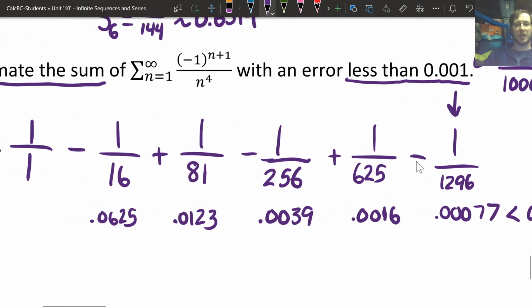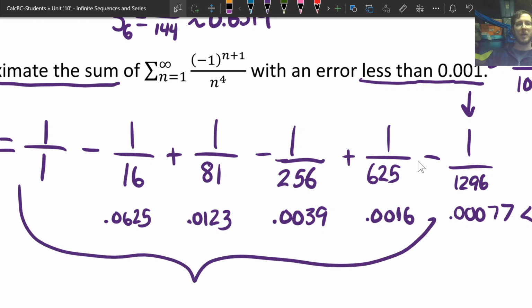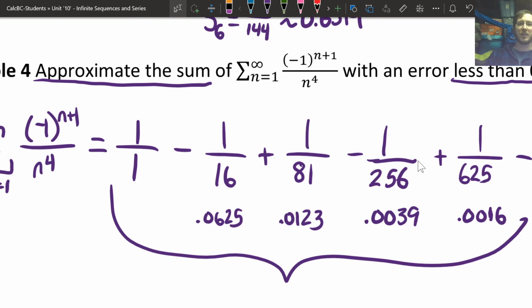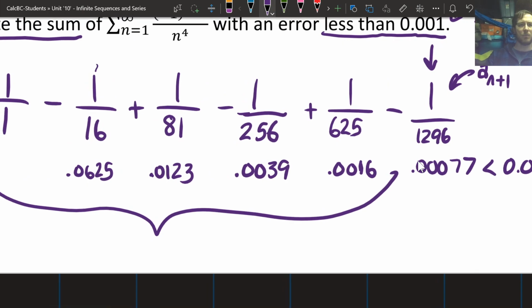So what we're going to be looking at is the sum of these terms here. This is going to be our estimate, our approximation of our sum. And we know that because this is the next term, this is the a sub n plus 1, where our n in this case is 1, 2, 3, 4, 5. So we're summing up the first 5 terms. This is our 6th term. So this is a sub 5 plus 1, which just means it's the 6th term.